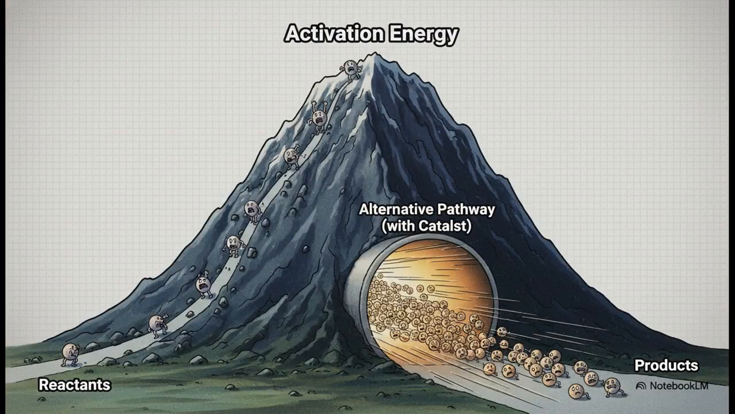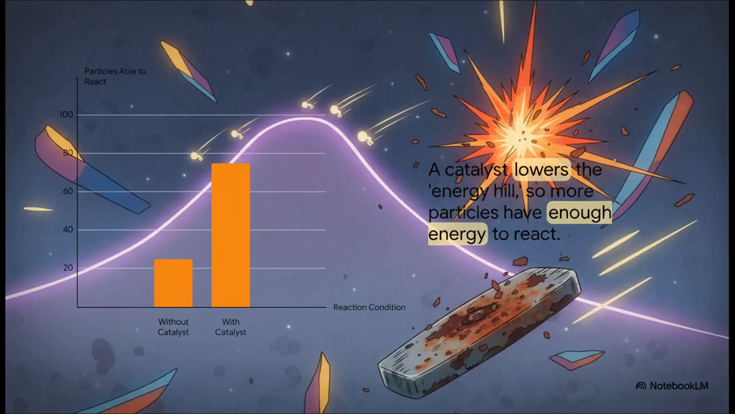And this is the magic trick of a catalyst. A catalyst doesn't give the particles more energy to climb the hill. Instead, it creates a totally new path, a shortcut with a much, much lower hill. It's like instead of making everyone climb over the mountain, the catalyst just builds tunnels straight through it. It's a game changer.